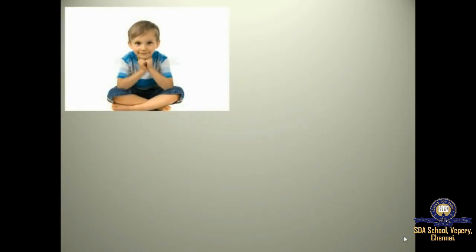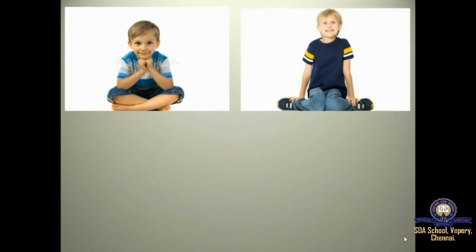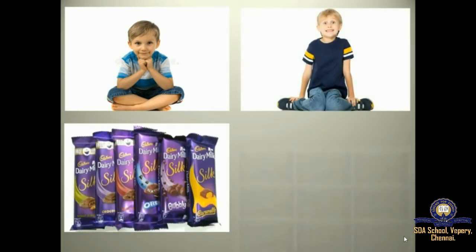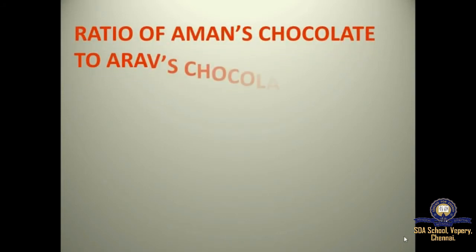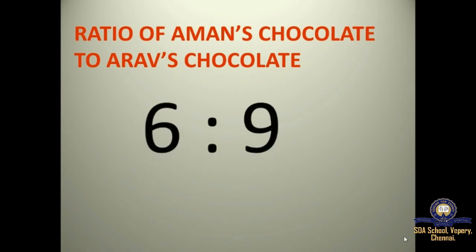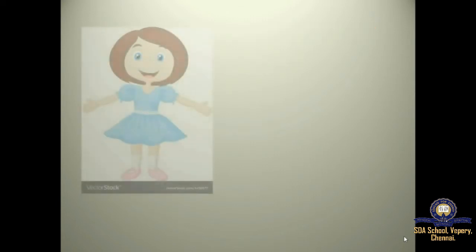This is Aman and this is Arav. Aman has 6 chocolates, whereas Arav has 9 chocolates. Now, can you find the ratio of Aman's chocolates to Arav's chocolates? Since Aman has 6 chocolates and Arav has 9 chocolates, the ratio of Aman's chocolates to Arav's chocolates is 6:9. Now let's see another scenario.